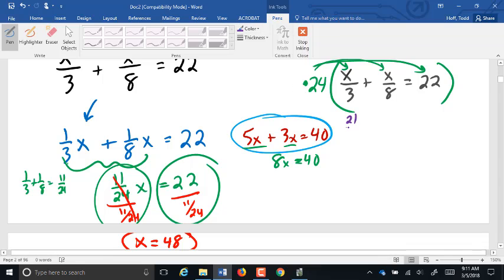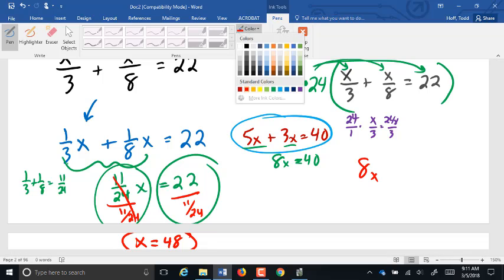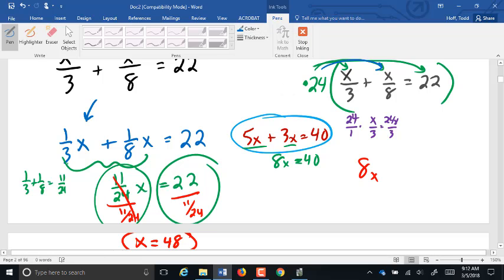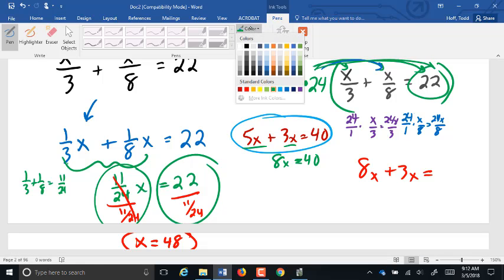So 24 times x over 3, we make that 24 over 1 times x over 3. That's 24x over 3, which simplifies, 24 divided by 3, to 8x. We do the 24 times x over 8. 24 over 1 times x over 8 is 24x over 8. 24x divided by 8 is just 3x. And then we do the 24 times 22, which is 528.